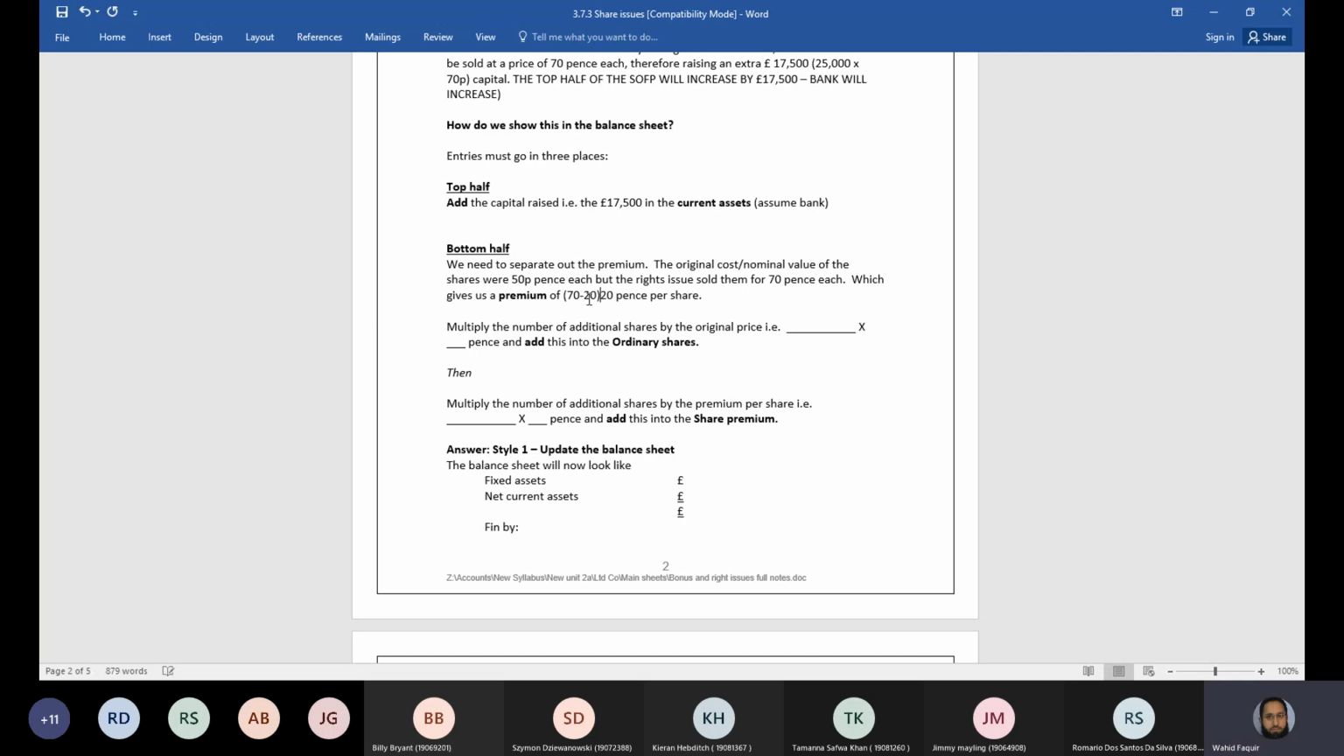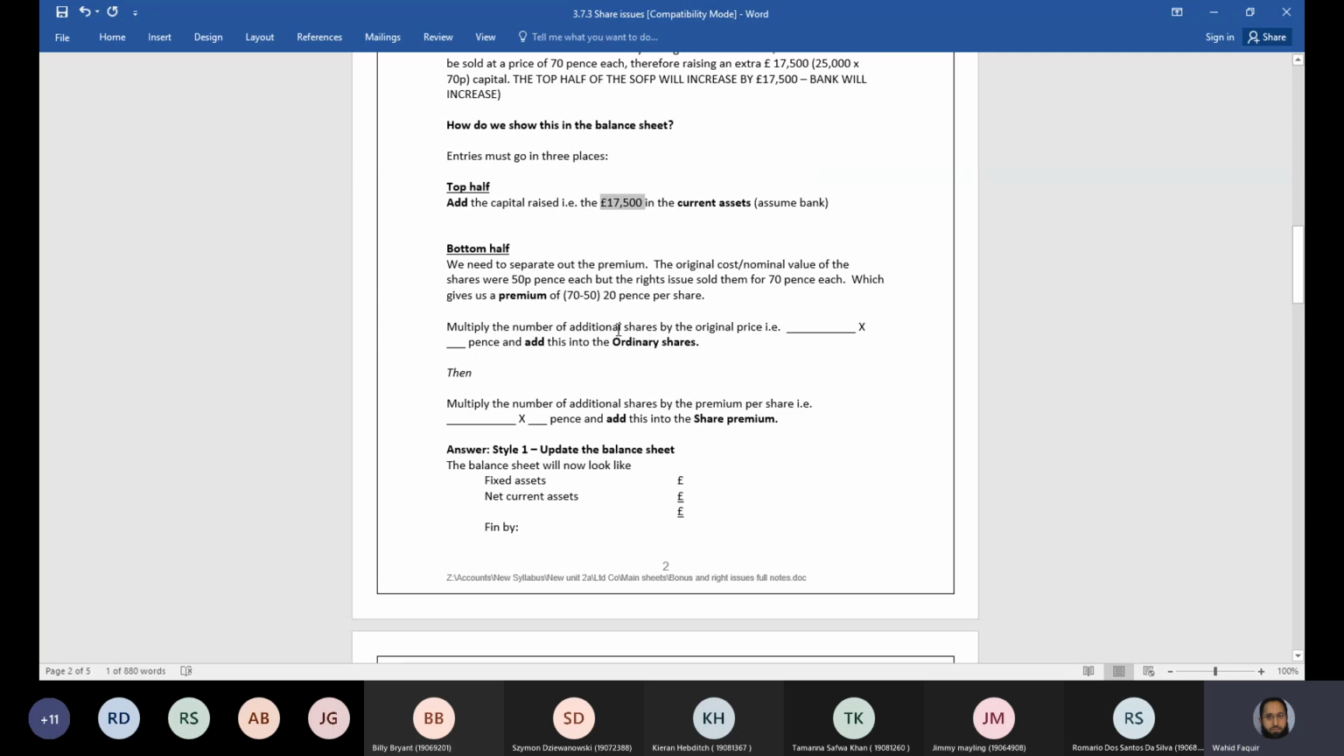Of course, it's just 20p, isn't it? Okay, so we'll put it in brackets. Okay, 70 minus 50, 20 pence. Right, we still haven't split it between ordinary shares and share premium. We know we've raised 17,500. The top half of the balance sheet has gone up by that amount. The bottom half of the balance sheet needs to go up by the same amount.